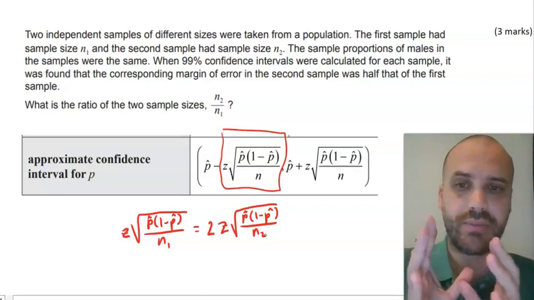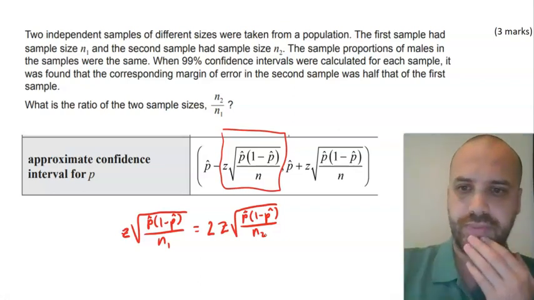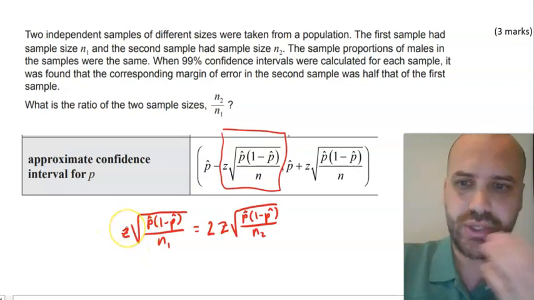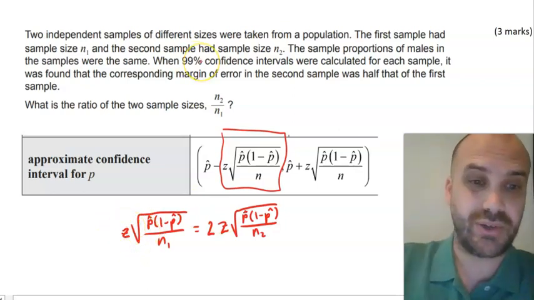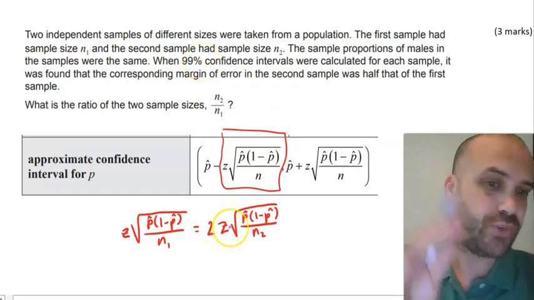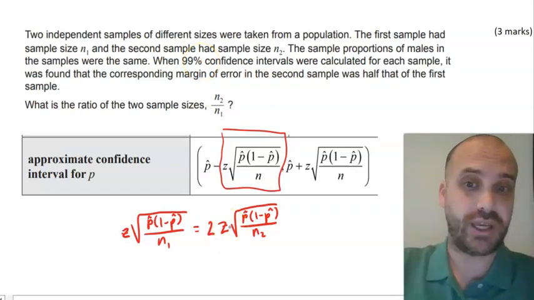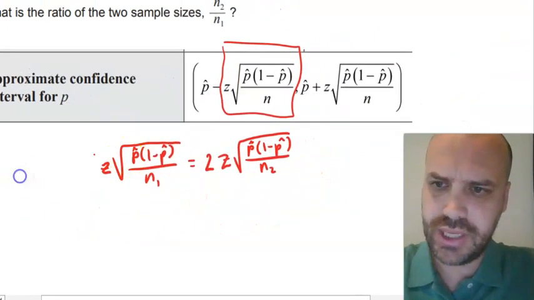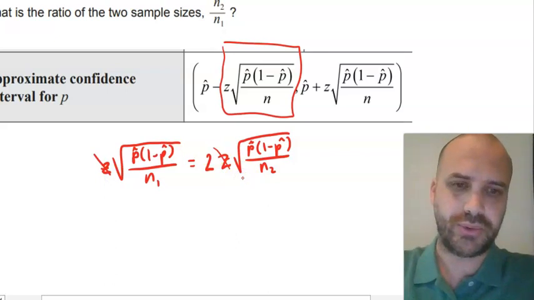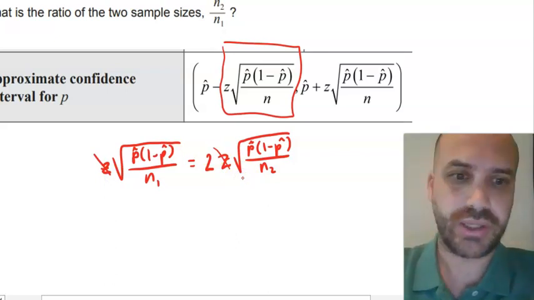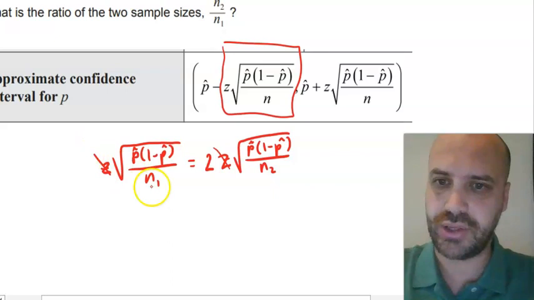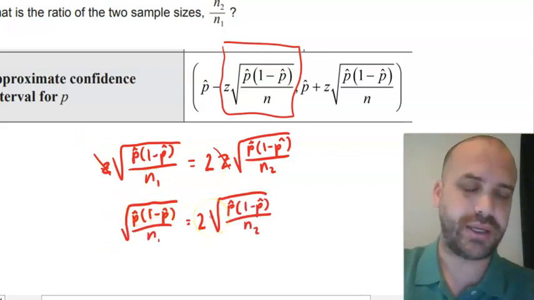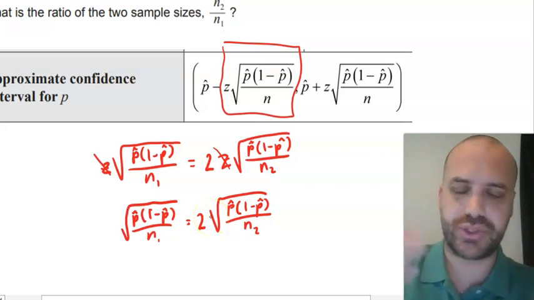Okay, and we can start messing about with this. Now, I can divide both sides by z. So it turns out that this 99% confidence interval thing, because z for a 99% confidence interval is 2.58, but it turns out that for this specific question, those z-scores don't really matter at all. Okay, so what else can I do here now that I know that those z's cancel each other out? Well, these square roots seem problematic, right? So what if I was to square both sides?